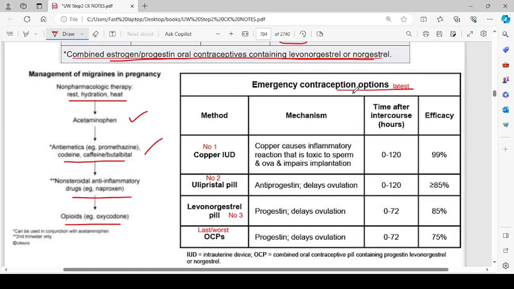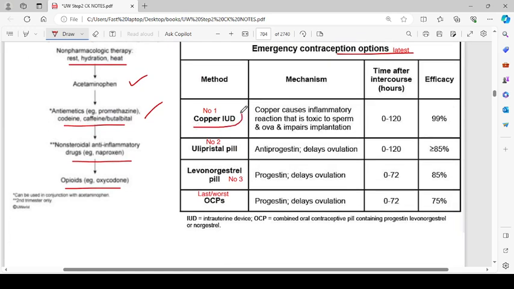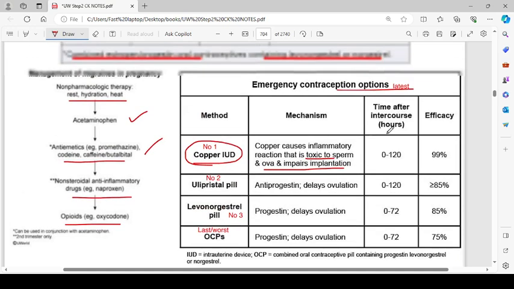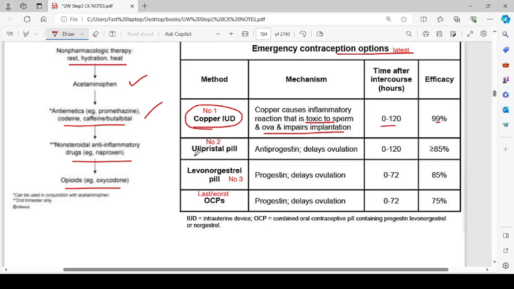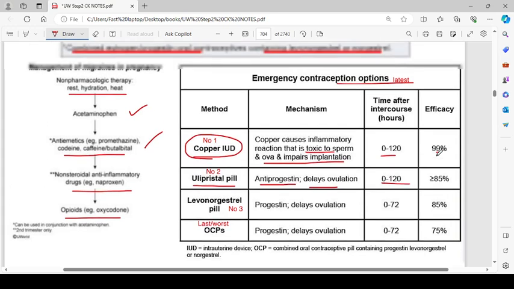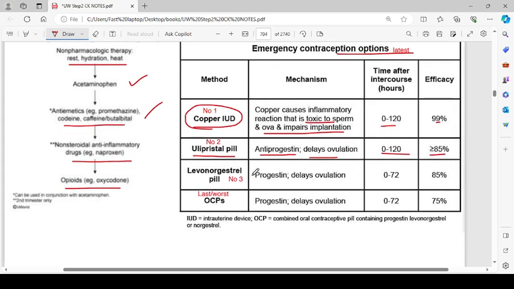Emergency contraception methods. Number 1 is copper intrauterine device. Mechanism: copper causes an inflammatory reaction that is toxic to sperm and ova and impairs implantation. Time after intercourse is 0 to 120 hours, and efficacy is 99%. Then second line is ulipristal pill. It is anti-progesterone, delays ovulation. Time course is 0 to 120 hours and efficacy is more than 85%.